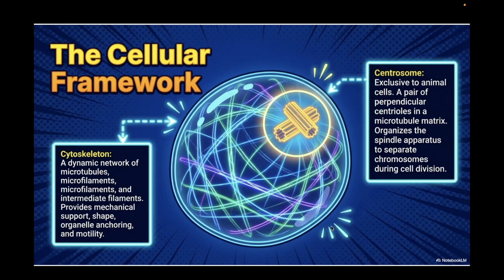As we saw, eukaryotic cells are more complex and coordinated. So how does this cellular framework work? There are two components, the cytoskeleton and the centrosome. The cytoskeleton is a dynamic network of microtubules, microfilaments and intermediate filaments which give mechanical support, shape and motility to the cell. Centrosome, on the other hand, is specific to animal cells, which is a pair of perpendicular centrioles in a microtubule matrix. It organizes the spindle microtubules for the separation of chromosomes so that cell division occurs in a coordinated way.